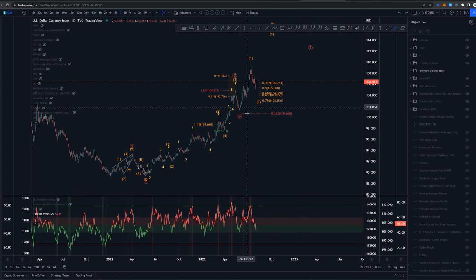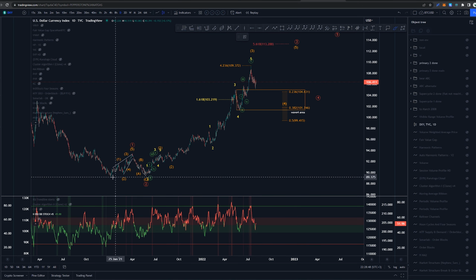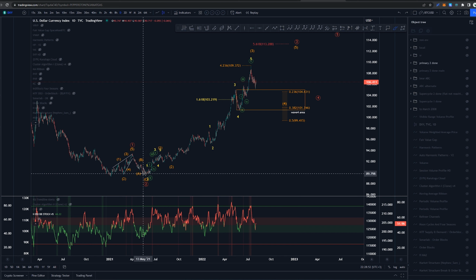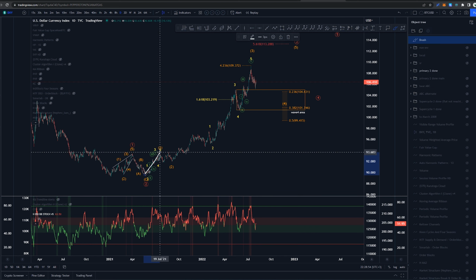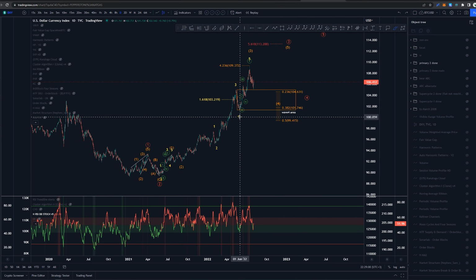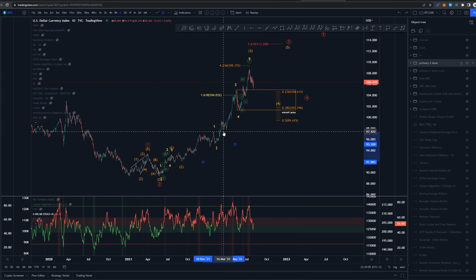This makes me think that this is not the right count, and that's why we have the other one as well. On this one, we have this as 1, 2, and 3 is still in development. For the lower time frame, we have this as a 1, 2, another 1, 2, 3, 4, and 5. It looks okay-ish. It is not perfect either.